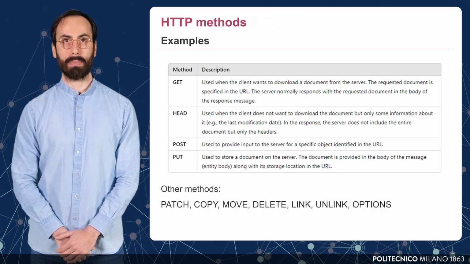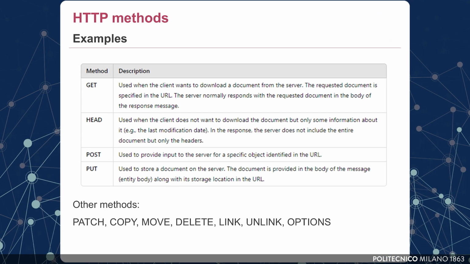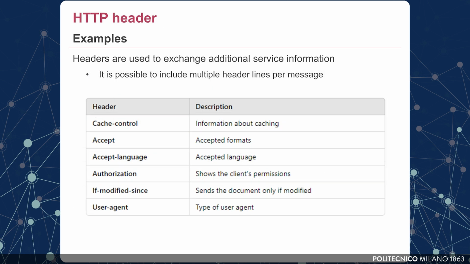HTTP defines several methods that a client can use to interact with a server. The most common method is GET, which is used to request data from a server, such as a web page or an image. POST is used to send data to the server, for example, when submitting a form. There are also other methods like PUT, which updates a resource, and DELETE, which removes a resource from the server. Each of these methods serves a different purpose depending on the type of interaction required between the client and the server. Headers are used to exchange additional service information.